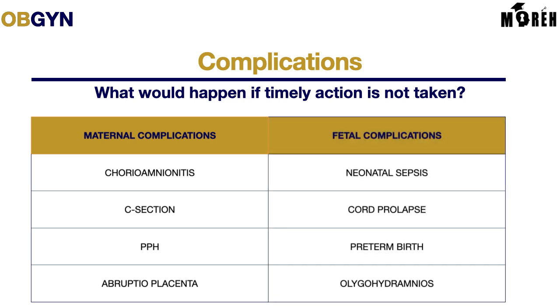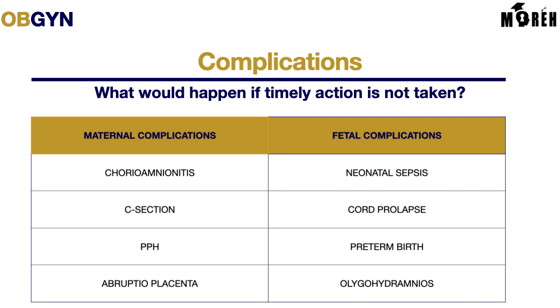Some of the fetal complications we have: neonatal sepsis. Remember, the amniotic sac functions as the barrier which prevents infections, but if that barrier isn't there, then it's easy for vaginal microbes to ascend and cause infection. There's cord prolapse, as the rupture is occurring, especially in malpresentation, the cord can prolapse. There's also higher chances of preterm labor.